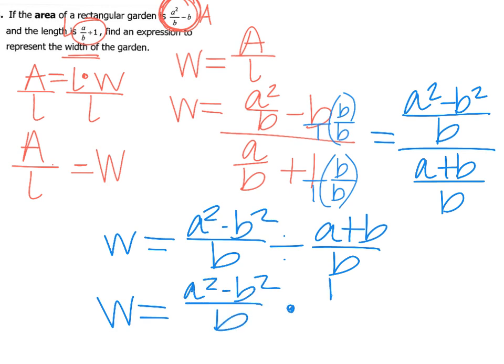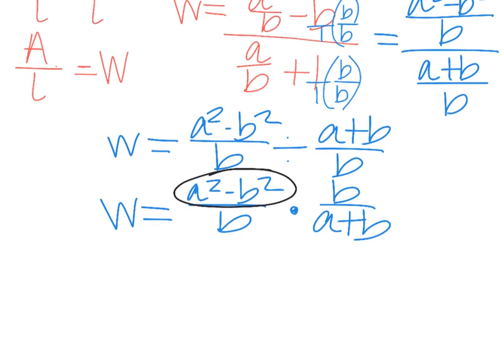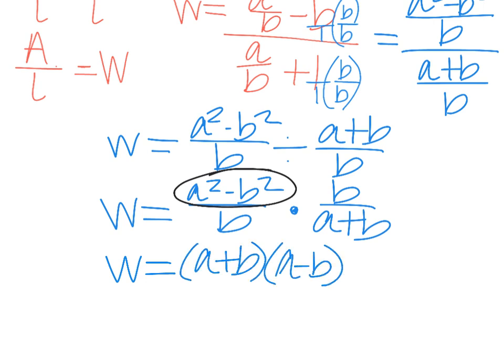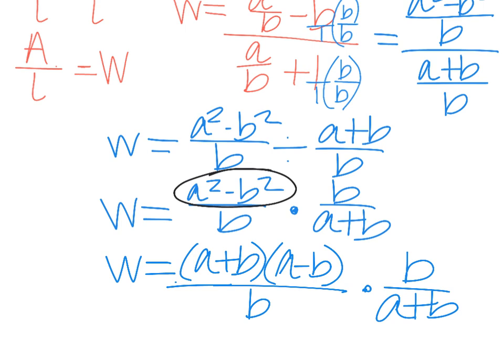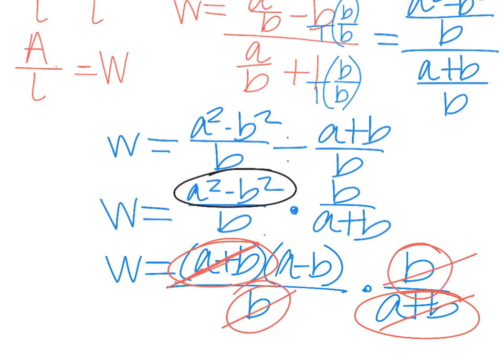Change to multiplication, flip the second fraction. All right. Now, right here we've got difference of squares, okay? So, rewrite this as w equals a plus b, a minus b, all over b, times b over a plus b. Now here we've got common binomial factors. They're going to cancel each other out. B and b cancel each other out.